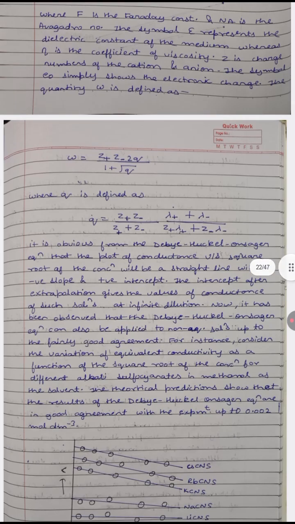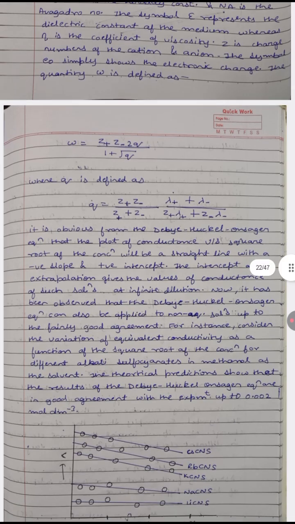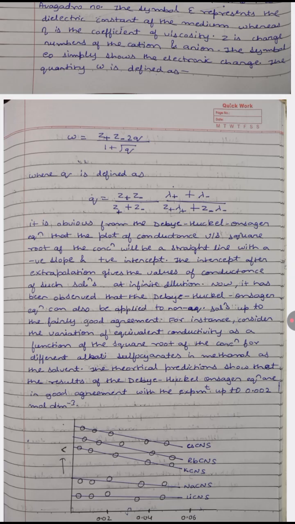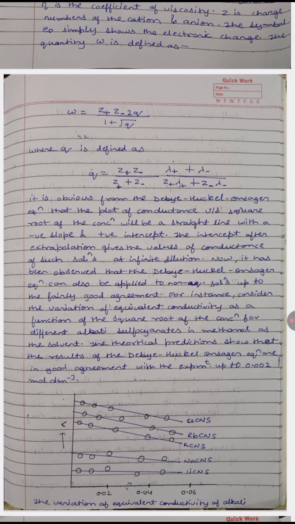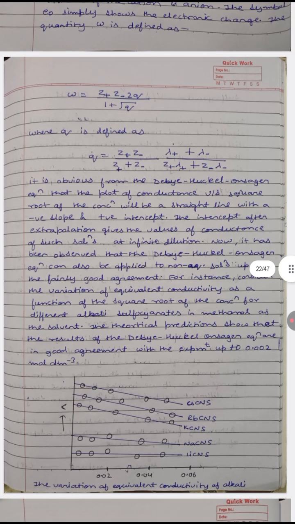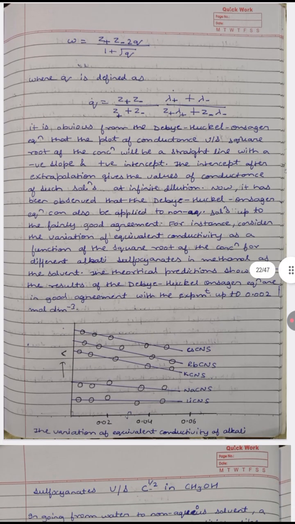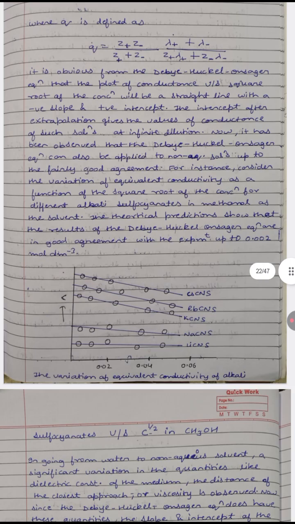the Faraday constant, N_A is Avogadro number, the symbol epsilon represents the dielectric constant of the medium, whereas n is the coefficient of viscosity. z is the charge number of cations and anions. The symbol e naught simply shows the electronic charge. The quantity omega is defined as omega equals z plus into z negative into 2q divided by 1 plus under root q, where q is defined as q equals z plus into z negative divided by z plus plus z negative, again in numerator lambda plus plus lambda negative divided by z plus into lambda plus plus z negative into lambda negative.